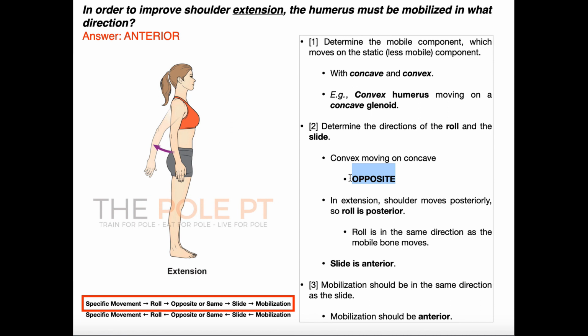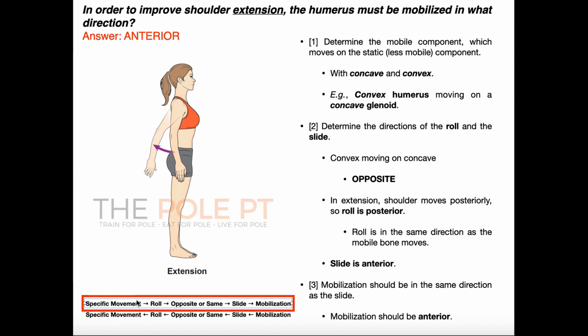Okay? And now we pretty much have everything we need to solve this problem. So again, the original question is, in order to improve shoulder extension, the humerus must be mobilized in what direction? Okay? Now, again, we said the roll and the slide are in opposite directions. So what we can do is we can use this little flow chart right here. Okay? And when the question is worded such that we are given a specific movement and have to determine what direction to do mobilization, we use this top one right here. Okay? So let's actually work through this.